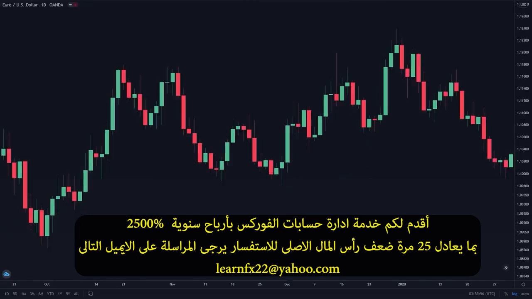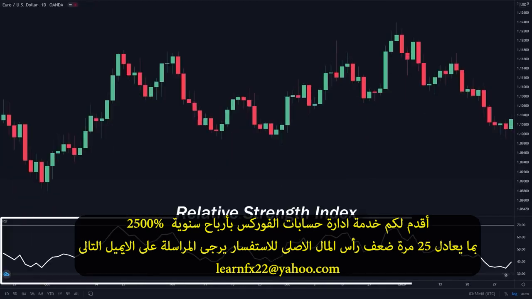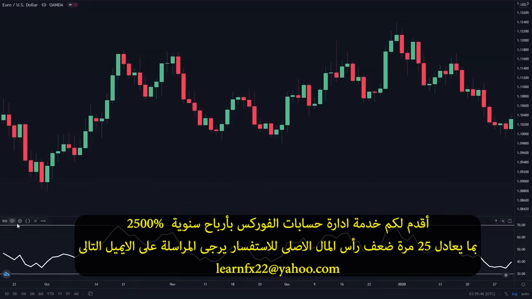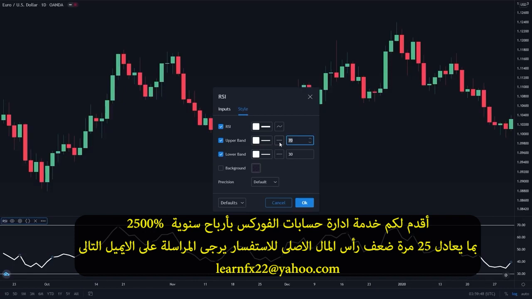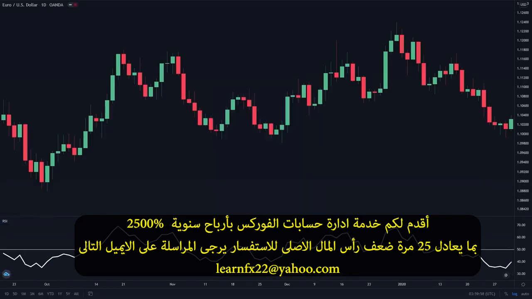Now moving on. Another confirmation technique that you can use is with the RSI indicator. But first, you want to edit the RSI by going to settings and change both of these values to 50, which creates a single line in the middle like this. And this is how the strategy works.